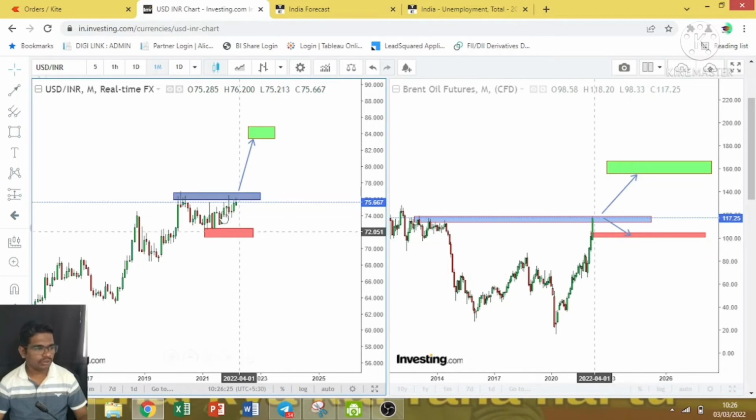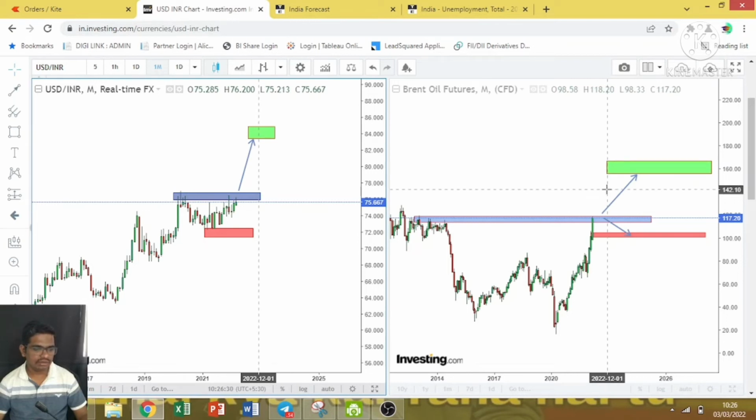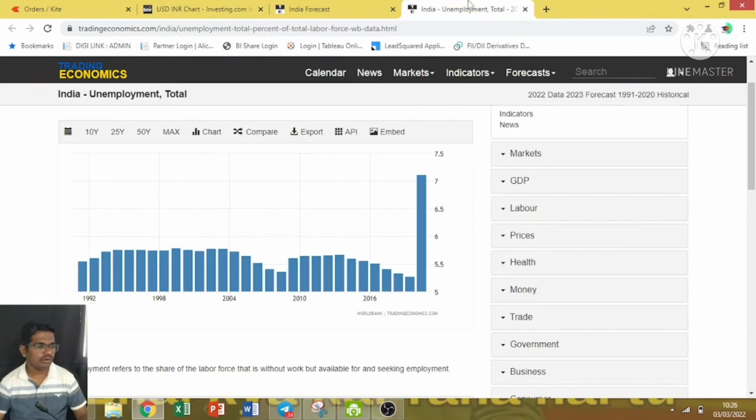So both the USD INR conversion rate and Brent crude prices are shooting upside. Then it is a very tough time for the Indian economy. Along with that, India's unemployment data is also not very good. According to Trading Economics and the World Bank, this data shows a very bad picture of the unemployment situation in India as currently present. It is the worst in the last 2 or 3 decades.